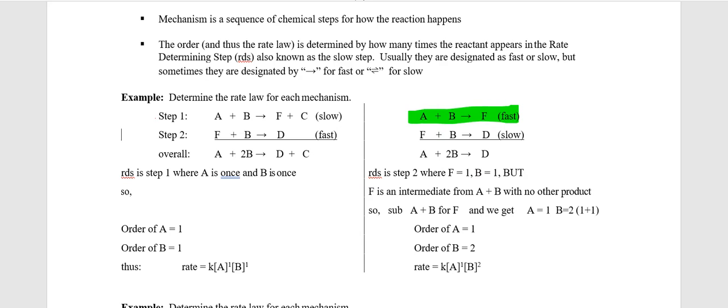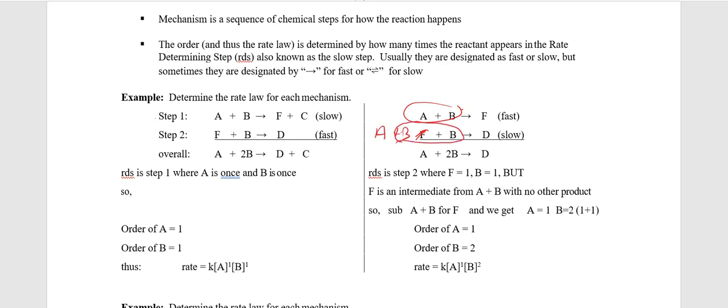You can go through the algebra with all the pseudo-order rate constants, and that's about a 20-minute video. Not going to do that to you. All I have to really say is, if F is an intermediate from A and B, let's substitute A and B for F. So instead of F being once, B being once, the once for F is going to be 1 A and 1 B, and then tack on that other B. Basically, we take A and B right here and write them in here for F.